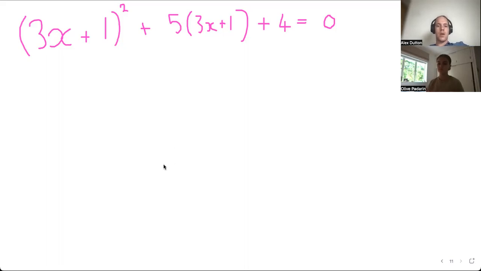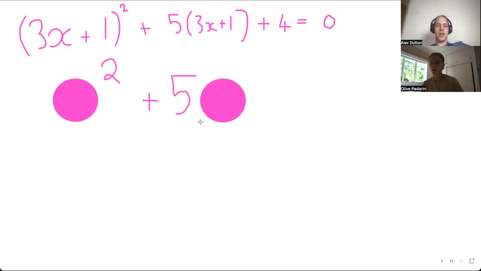However, we need to look at the big picture. Just have a look at this. This is something squared plus 5 lots of that thing. I'm deliberately just using something visual. The important thing is that you should just see, no matter what it is, it's something squared plus 5 lots of that thing plus 4 equals 0. Now, can you see this is a quadratic equation?